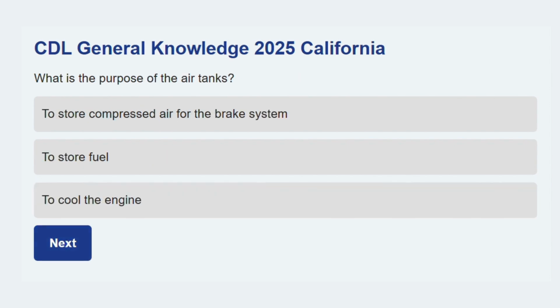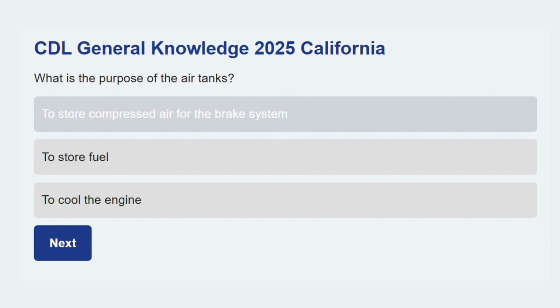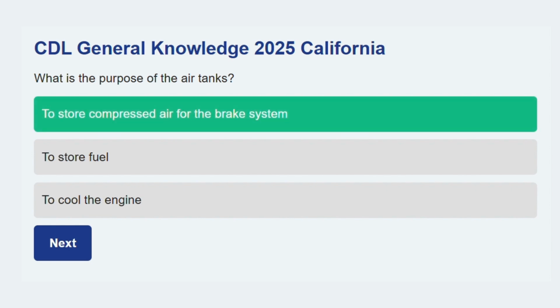Moving on, what is the purpose of the air tanks? To store compressed air for the brake system. Stored air provides the power needed for repeated brake applications.